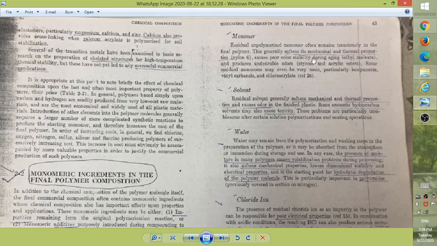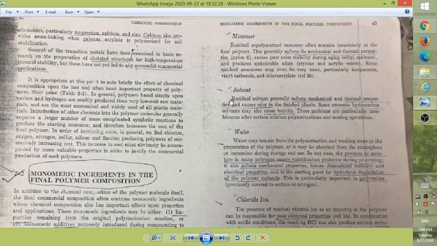This generally softens its mechanical and thermal properties, causes poor color stability during aging, ethyl maleate, and produces undesirable odors, styrene and acrylic esters. Some residual monomers may even be very toxic, particularly isocyanates, vinyl carbazole, and chloroacrylate. So as you can see, some are toxic also, and some are producing bad odors. A commercial product should not have any odor, otherwise the customer won't buy it.